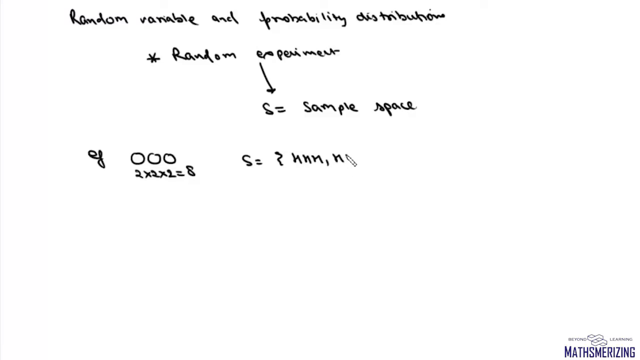HHH, HHT, HTH, HTT, THH, THT, TTH and TTT. So these are all possible outcomes when we toss 3 coins.